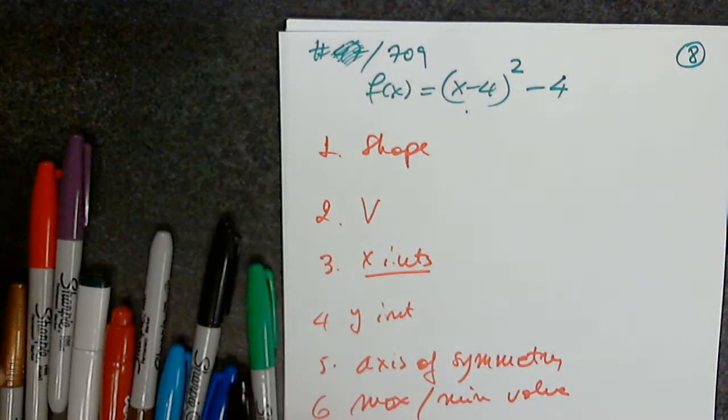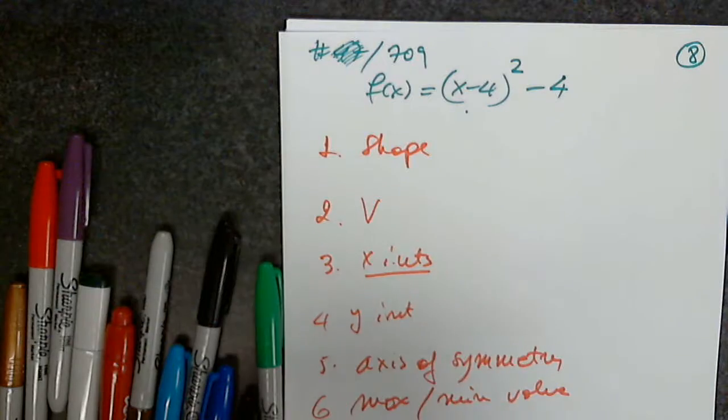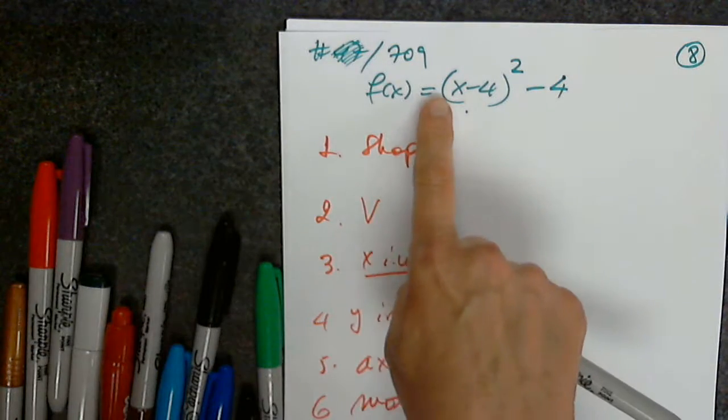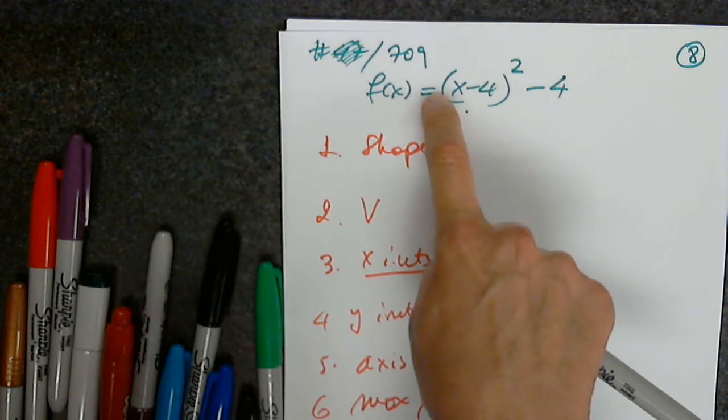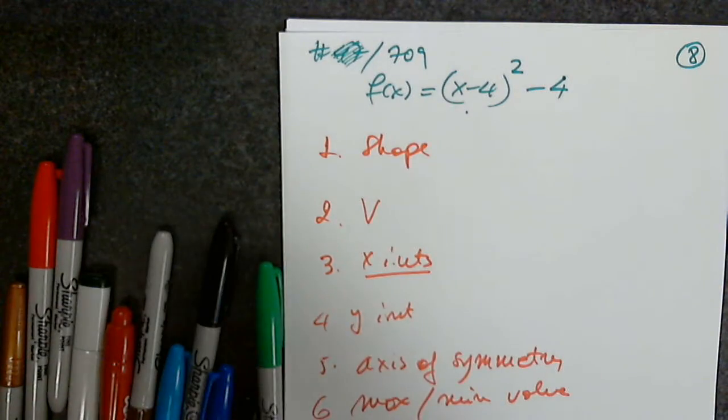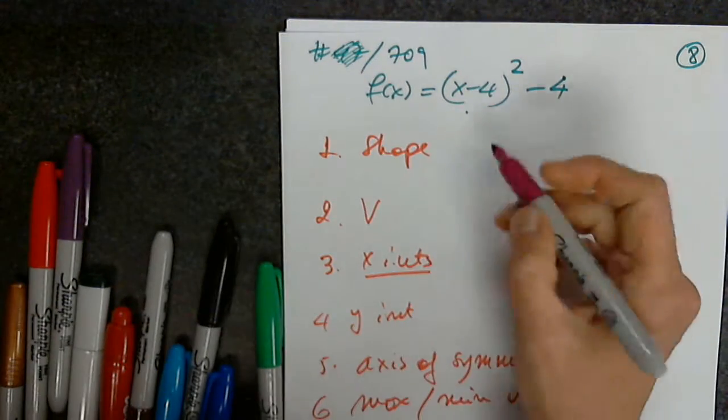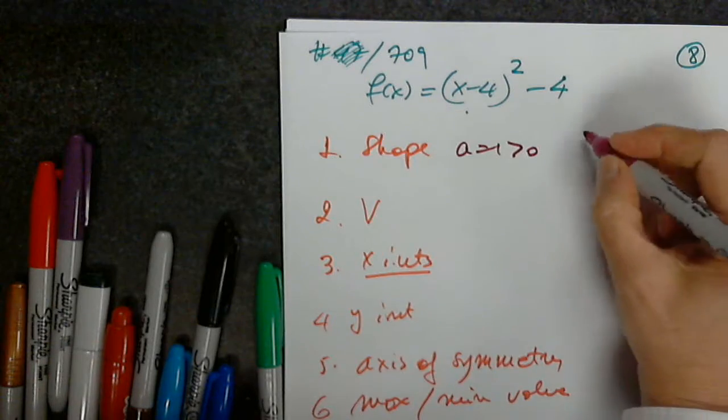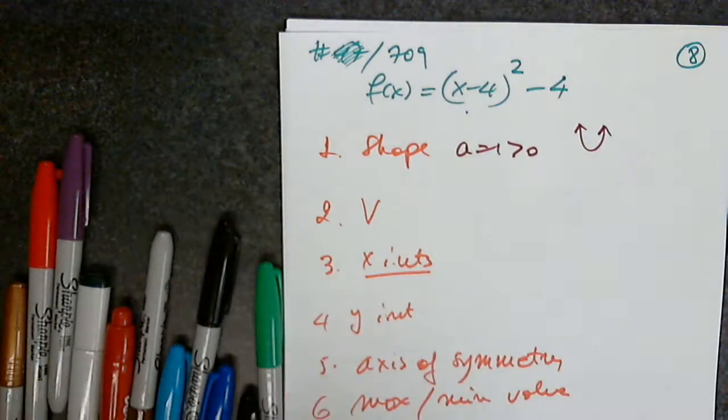Is it a minimum or is it a maximum? Minimum because the leading coefficient, which is right here in front of the parenthesis, which is 1, is positive. So A equals 1, positive, the quadratic function must have a minimum.